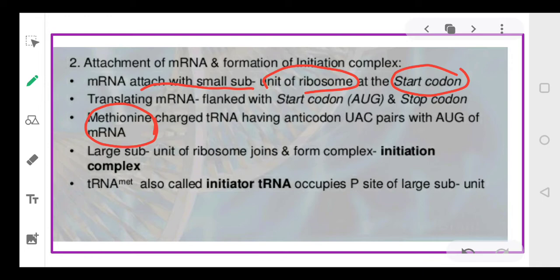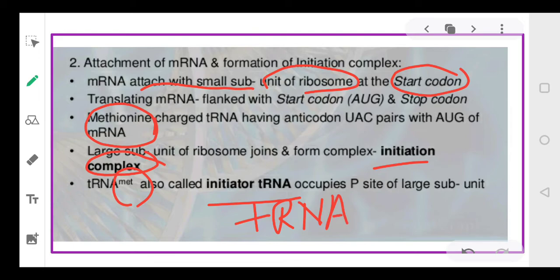Is it clear? So this complex is called your initiation complex. Now tRNA, which is bound with the amino acid methionine, is also called the initiator tRNA. So what is an initiator tRNA? The tRNA which is bound with the amino acid methionine. This will be called the initiator tRNA because this will start the process.